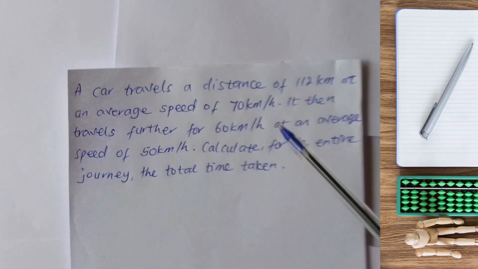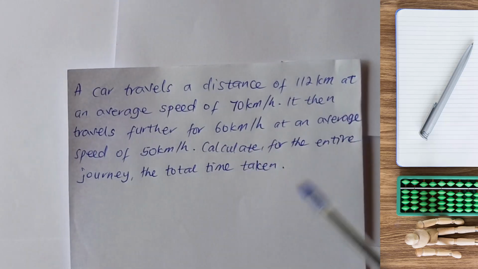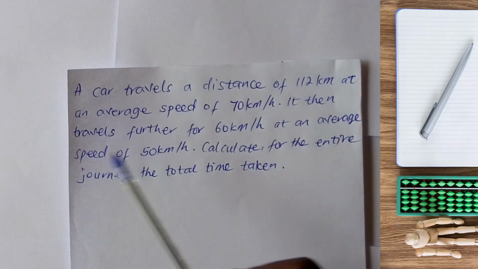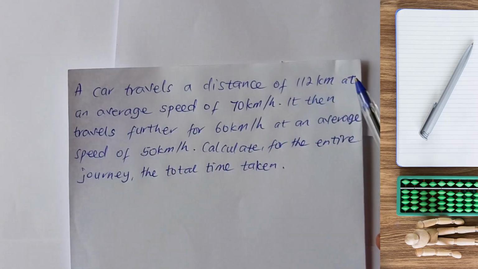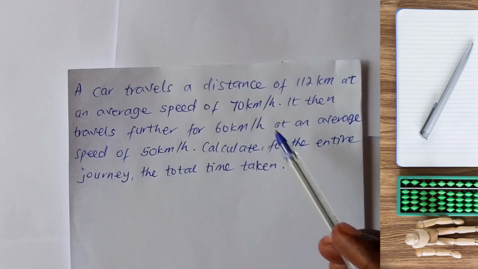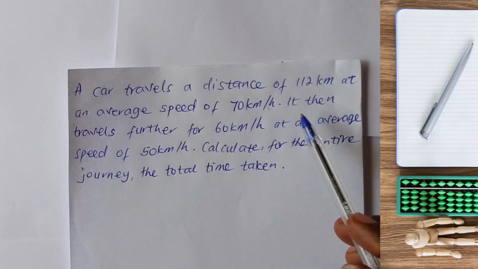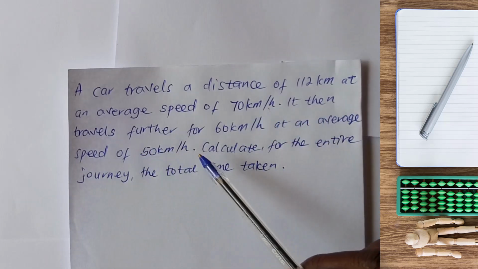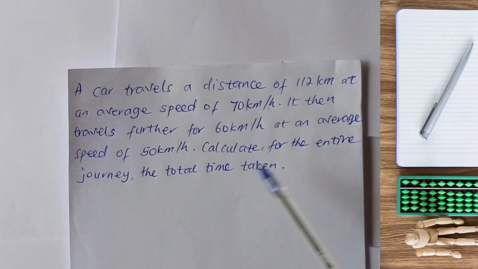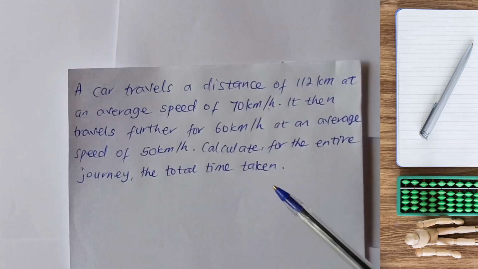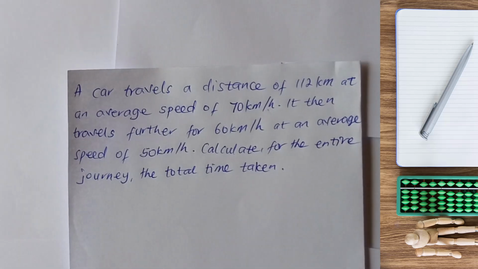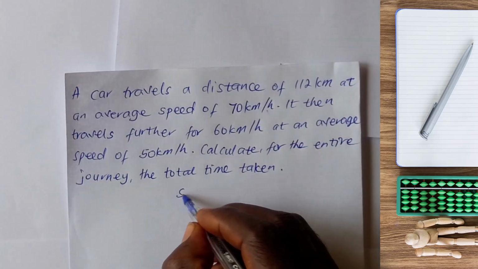There's a question on rate. We want to look at it together. A car travels a distance of 112 kilometers at an average speed of 70 kilometers per hour. It then travels further for 60 kilometers at an average speed of 50 kilometers per hour. Calculate for the entire journey the total time taken. Let's look at the solution together.